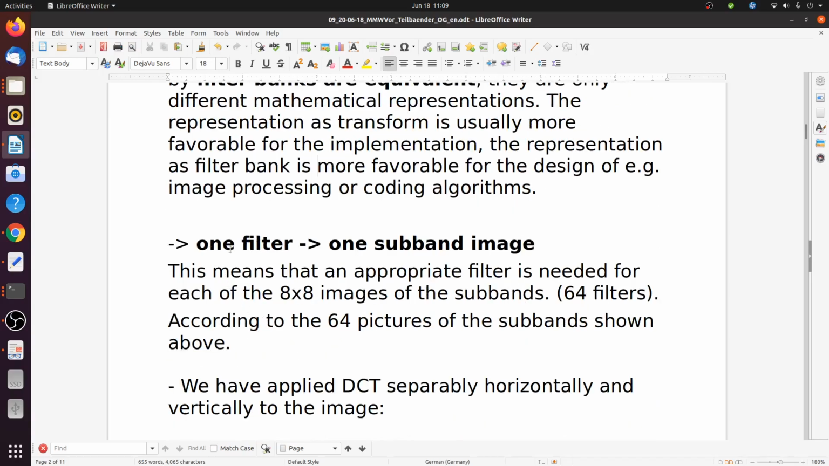So we have one filter for one subband image. You can think of each subband image being generated by one subband filter and subsequent downsampling. This means that an appropriate filter is needed for each of the 8 by 8 images of the subbands, or altogether 64 filters, according to the 64 pictures of the subbands shown in the previous examples.